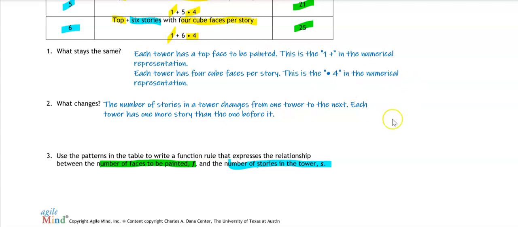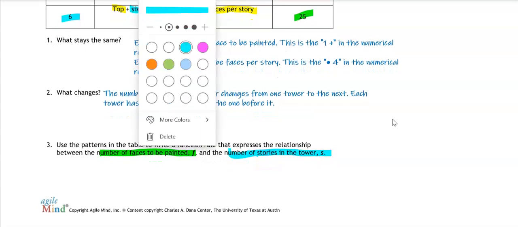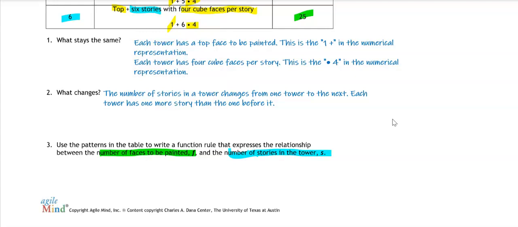Let's think about that. Let's make a function that is indicated by this particular set of variables. Again, if we look at this here, that's our process, that's our function. So F, the number of faces to be painted, that's the green, the output, is equal to 1 plus the number of stories for the tower multiplied by 4.